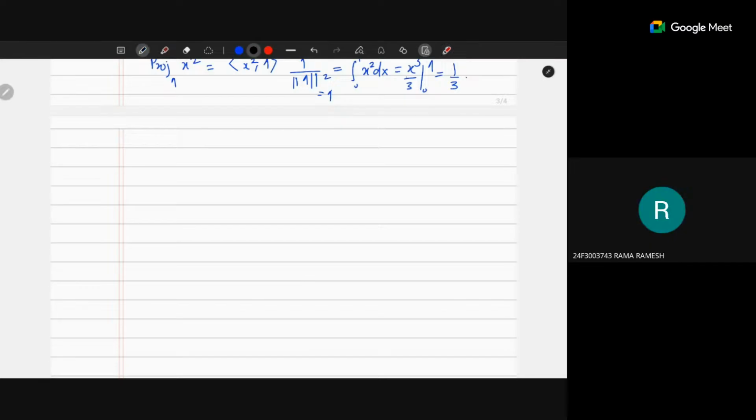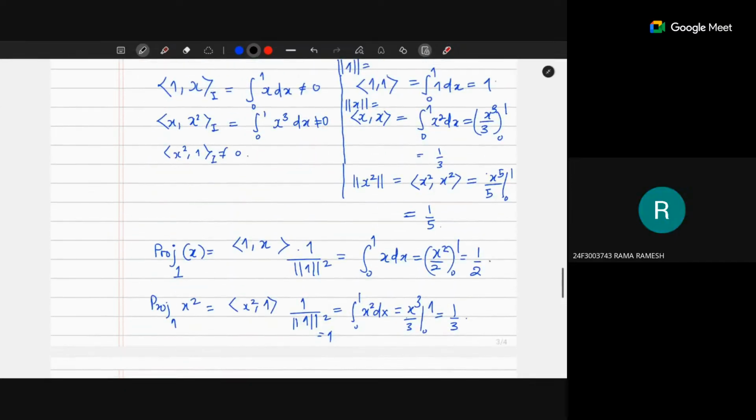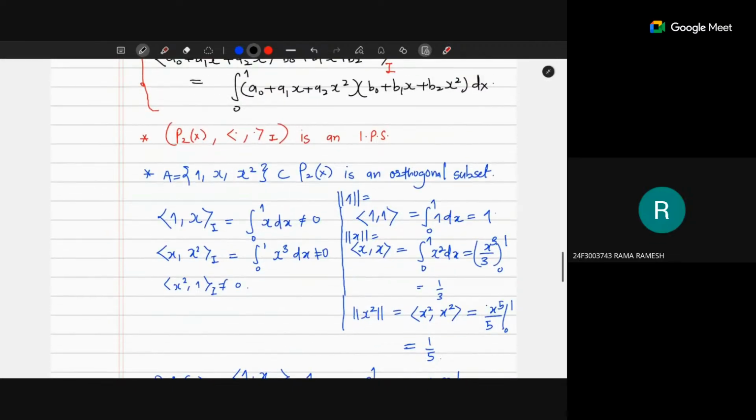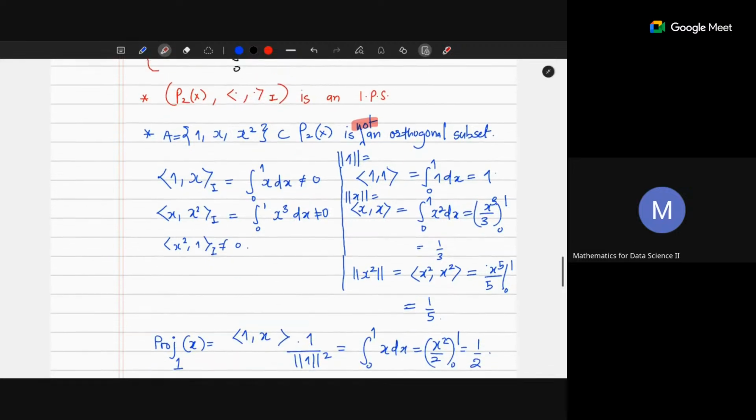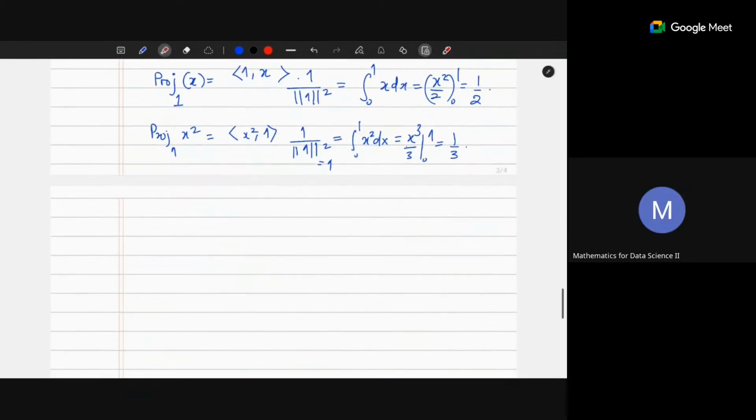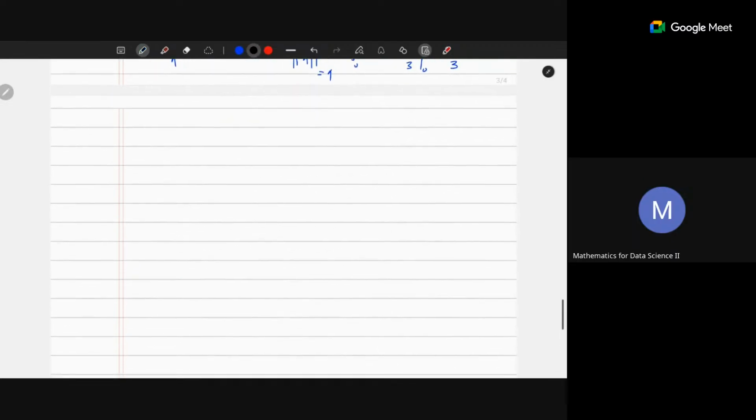Sir, in example 3, you have mentioned it is orthogonal. It is not orthogonal. All right, so thanks. This is not an orthogonal subset. Right. Thank you. So let me talk about the Gram-Schmidt process.